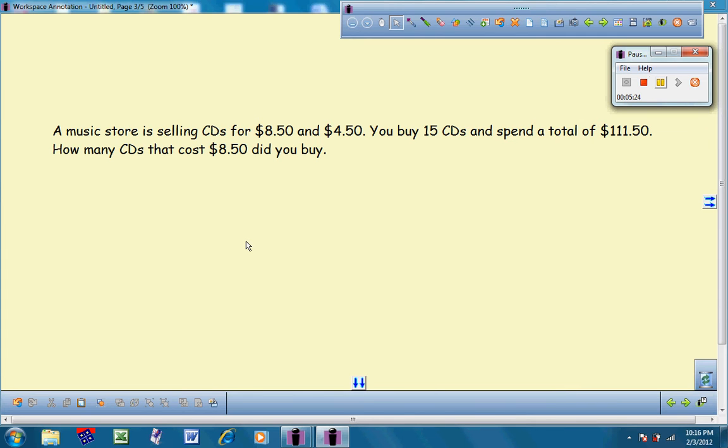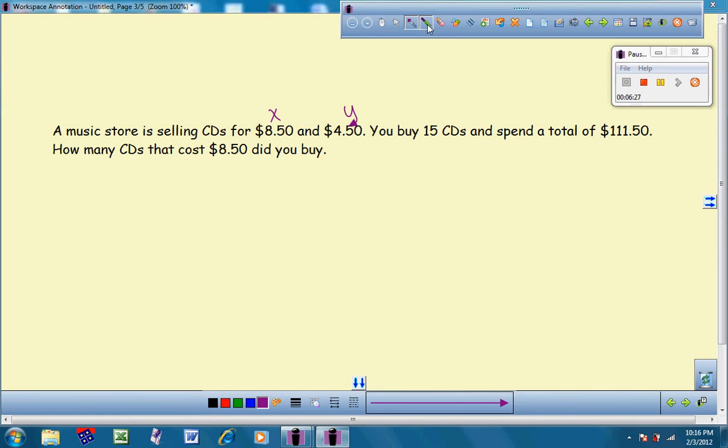A music store is selling CDs for $8.50 and $4.50. You buy 15 CDs and spend a total of $111.50. How many CDs that cost $8.50 did you buy? Like I said earlier in class, we want to go ahead and organize our information. What we don't know is how many of each type of CD we bought. So we have x that represents the CDs that cost $8.50, and y that represents the CDs that cost $4.50.